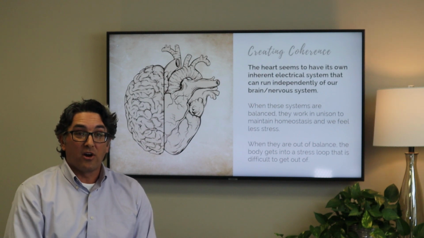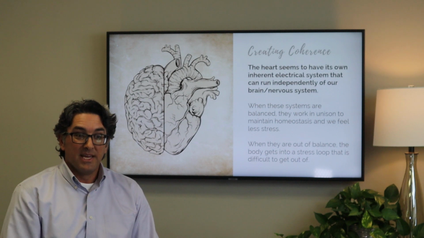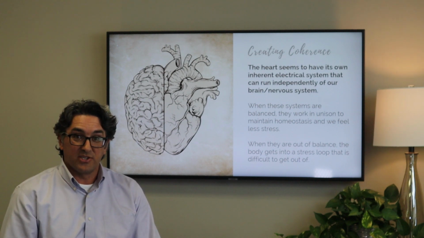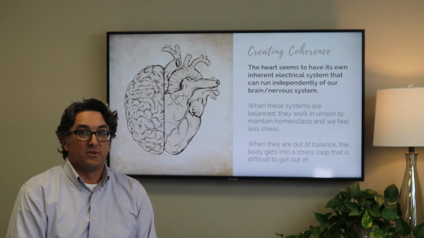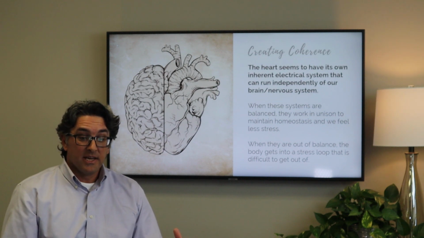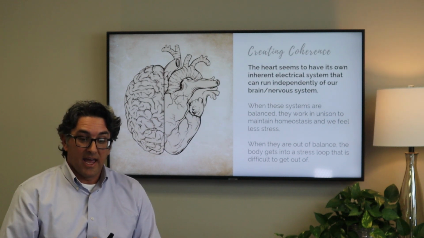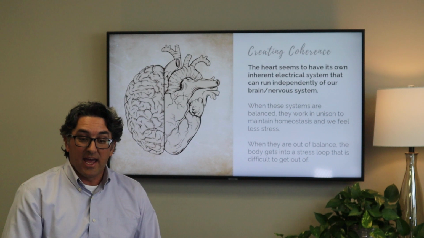So we know that the heart has its own electrical system. And because it has its own electrical system, it has its own internal interactions. Those interactions occur within itself, but also with the brain, with the other electrical systems running through the human body. Now, when these systems are balanced, it's a term called coherence, and they work in unison to maintain homeostasis and maintain a proper operating environment in our bodies, and we feel good.